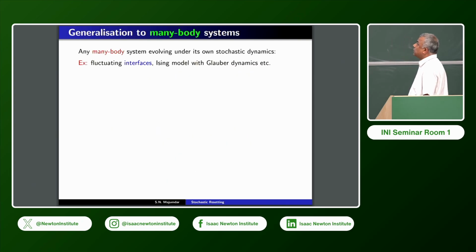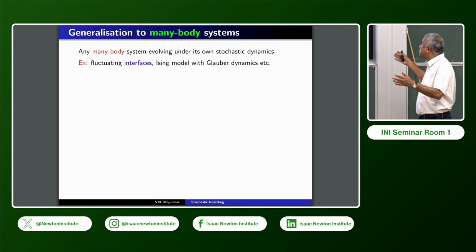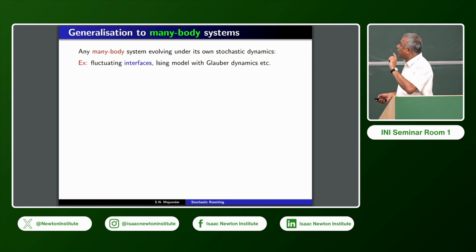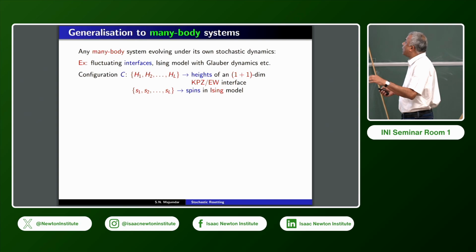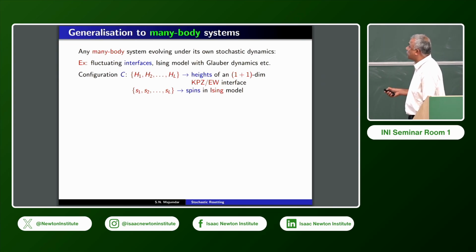So for instance, you can take a many body system like the Ising model. The Ising model is just a bunch of spins with some interactions between them. And people study Ising model dynamics, where you flip a spin according to some rates, which depend on the local configuration. This is called Glauber dynamics. Or you can take fluctuating interfaces, where the heights of the interface are the basic degrees of freedom. So essentially, a configuration in this many body system is specified by some degrees of freedom.